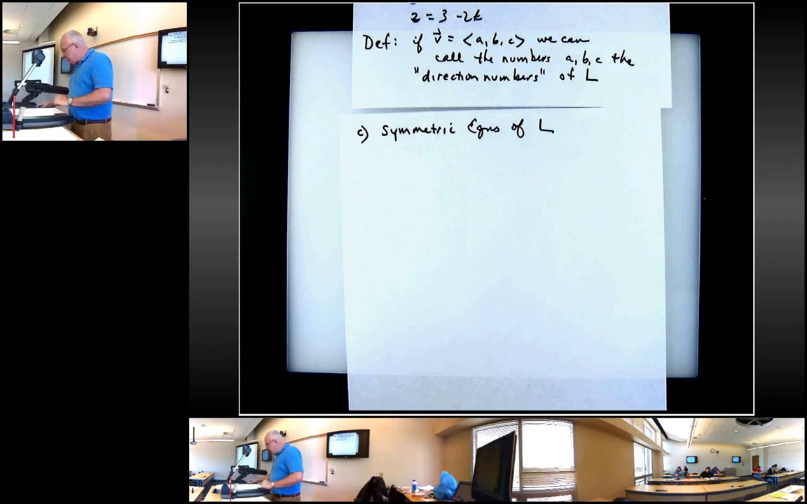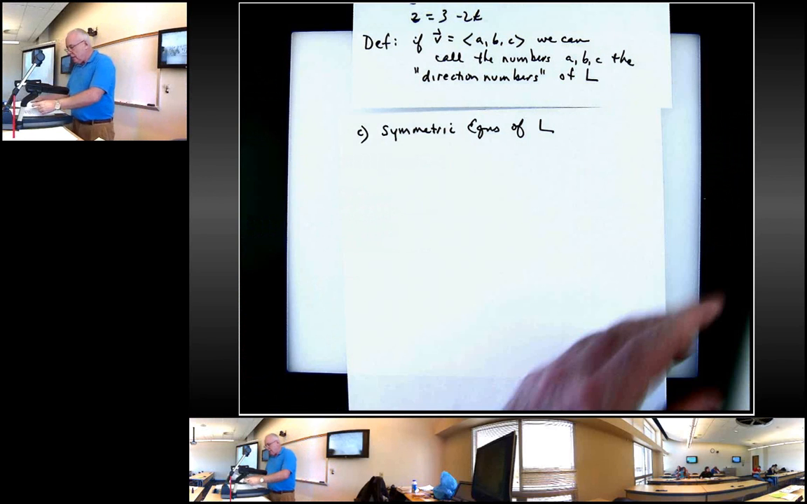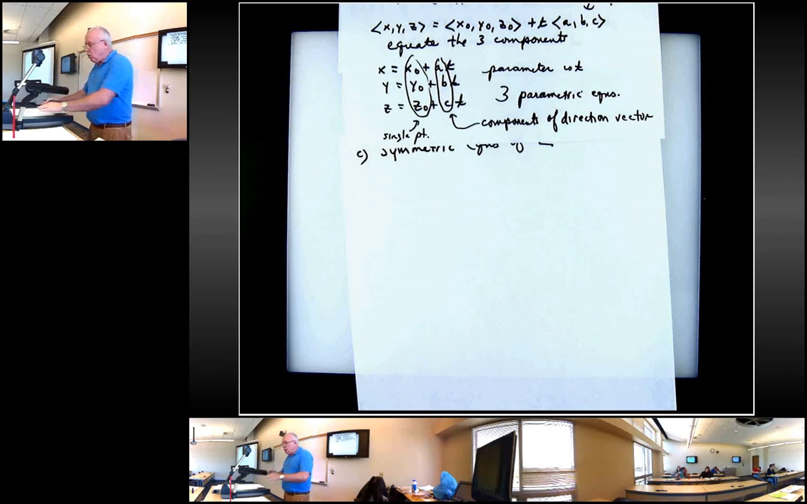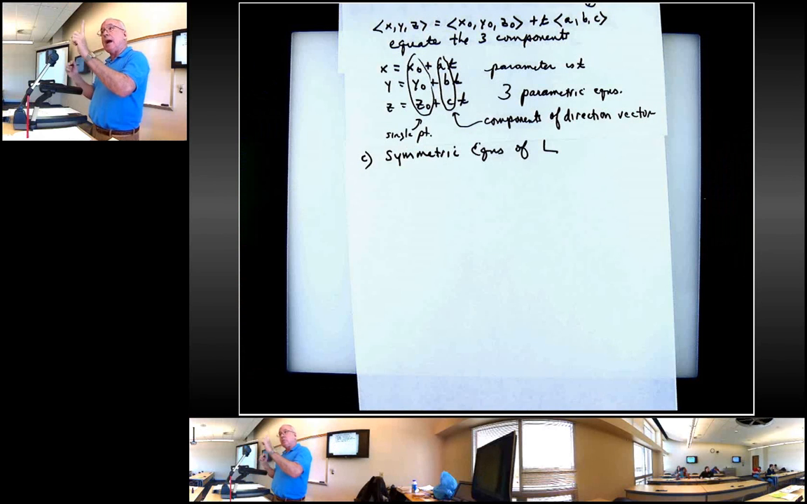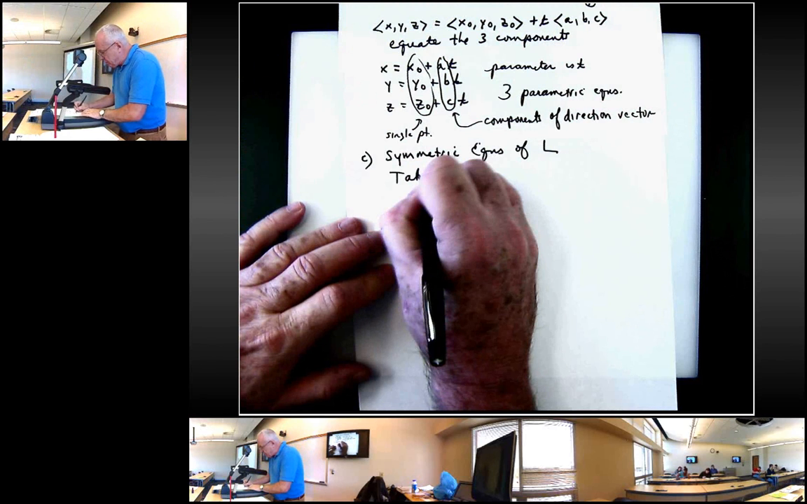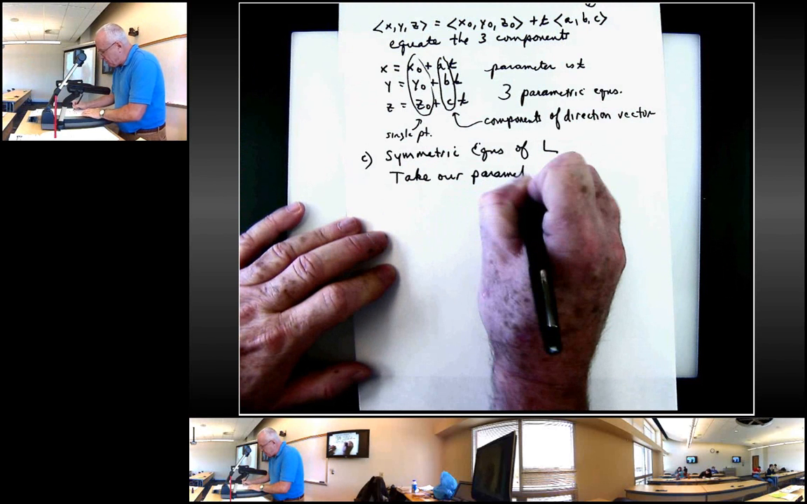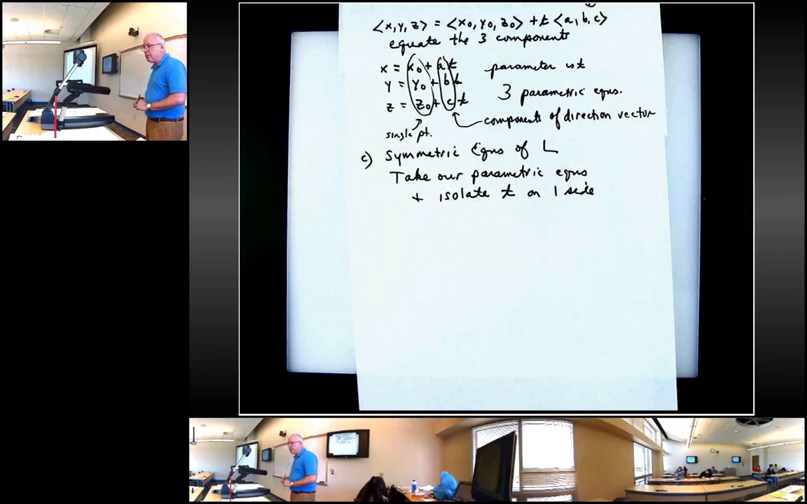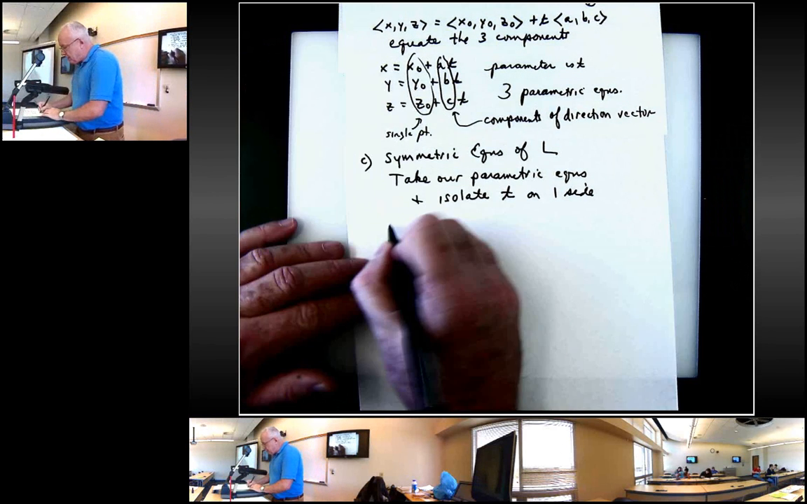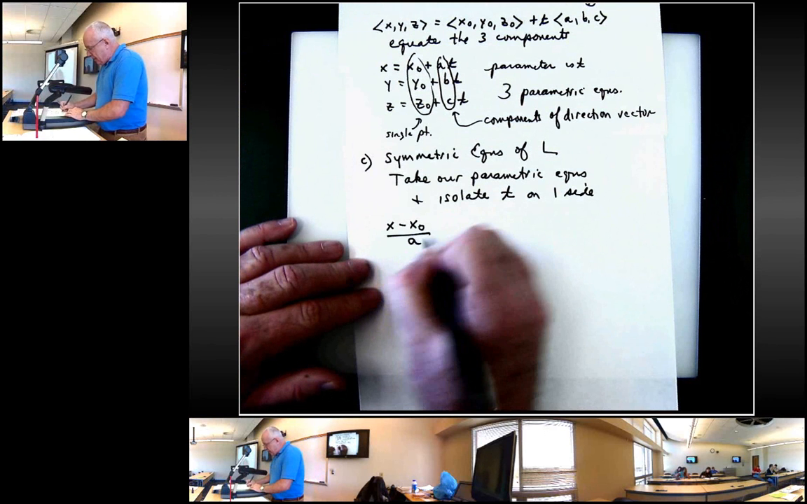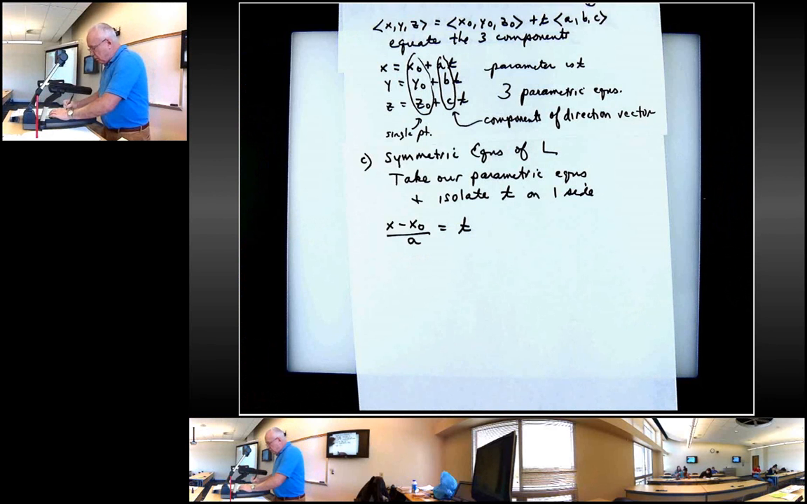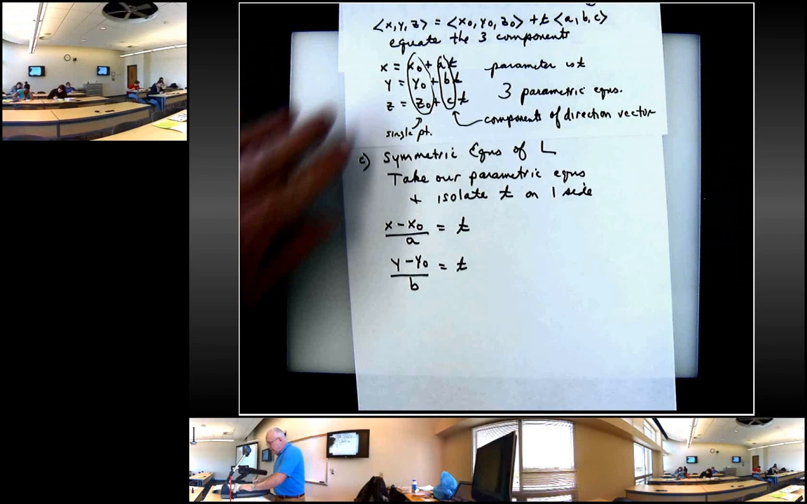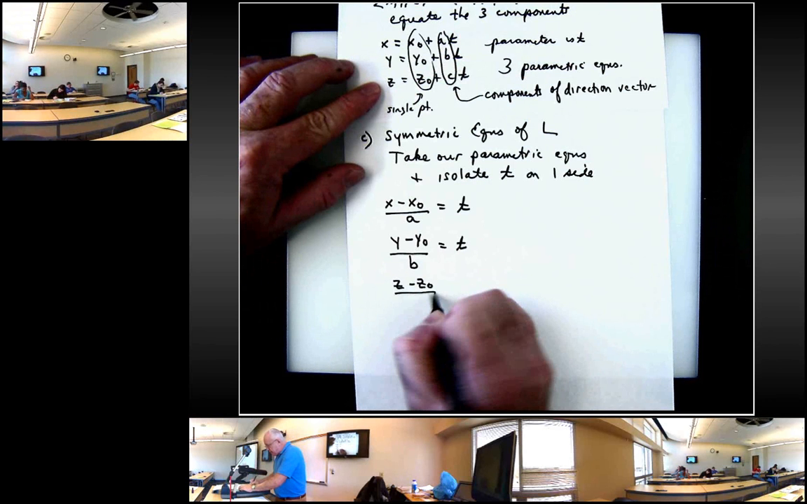And what we do here is we basically take our parametric equations, so there's the parametric equations, and we solve each one for t. So we isolate t on one side. All right, so let's do that. For the first one, we take x minus x naught and divide by a. We come up with t. For the y, we take y minus y naught and divide by b. We then come up with t. And for the z, we take z minus z naught, divide by c, and we come up with t again.